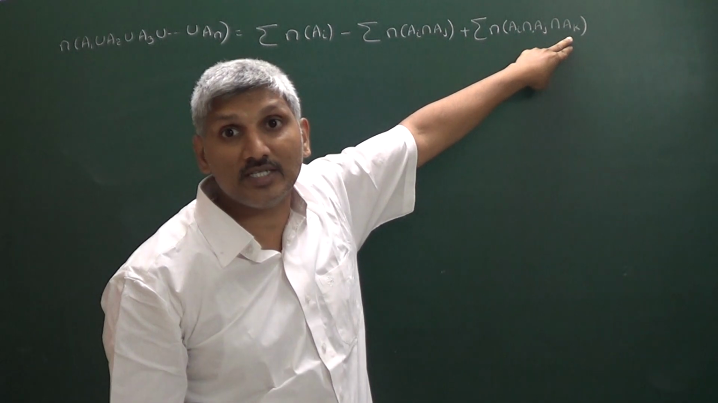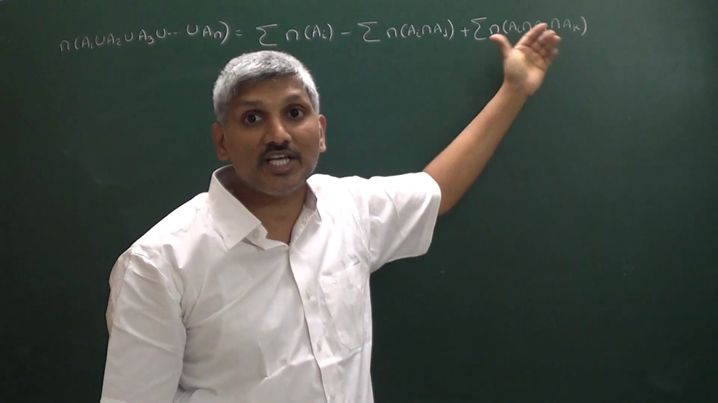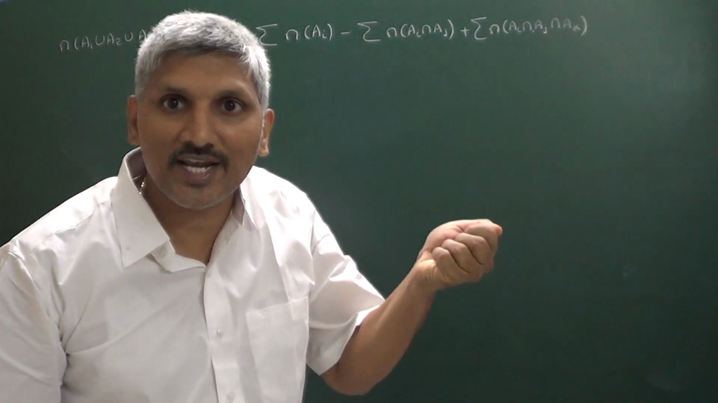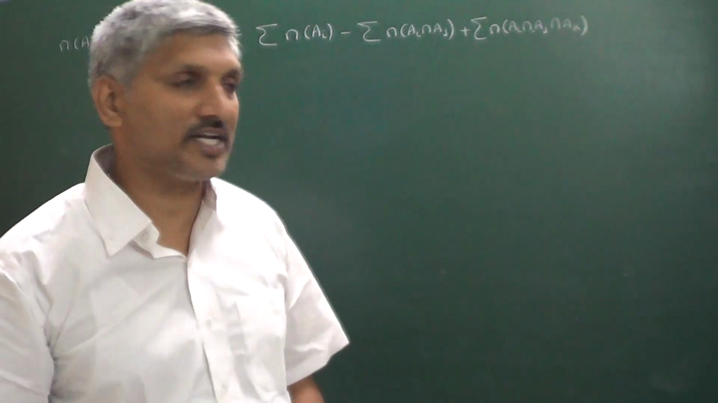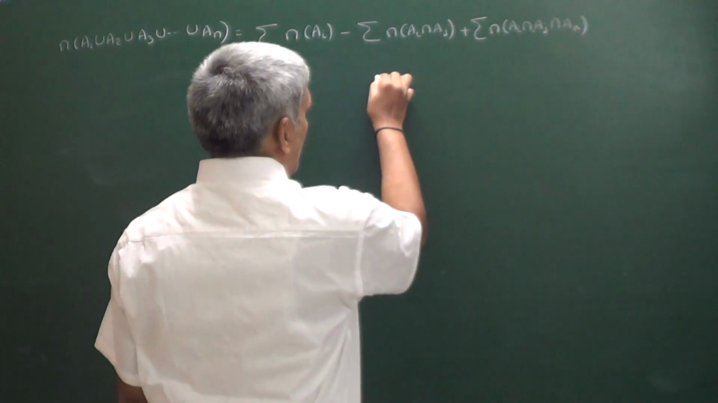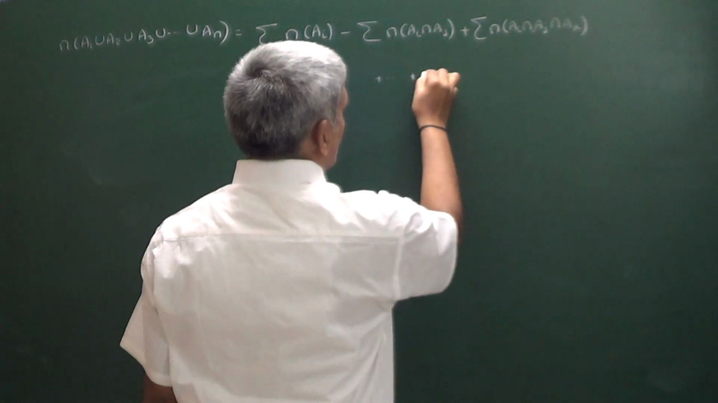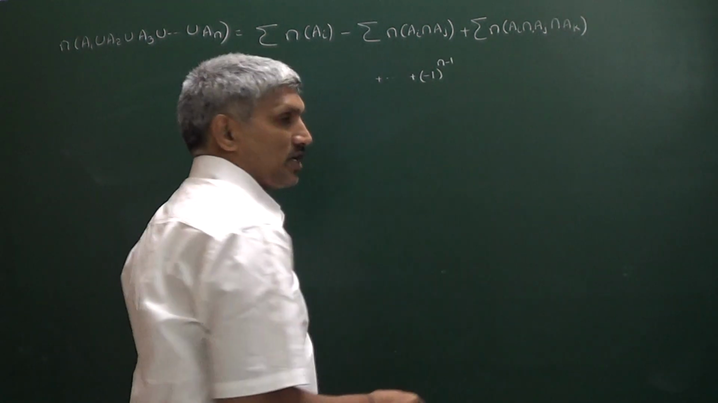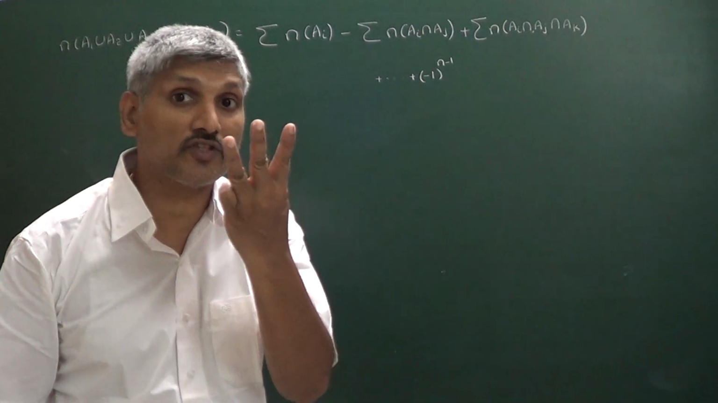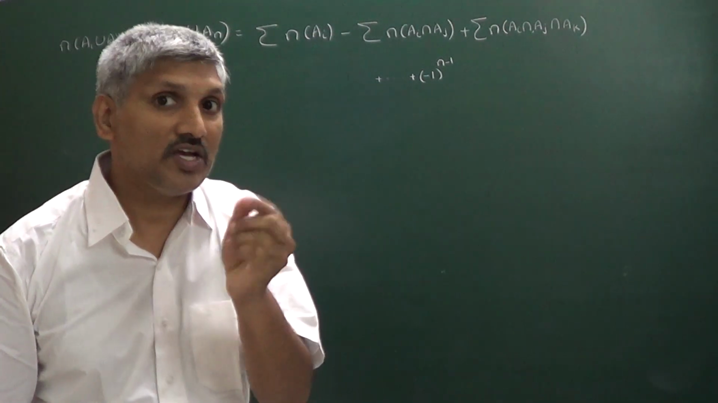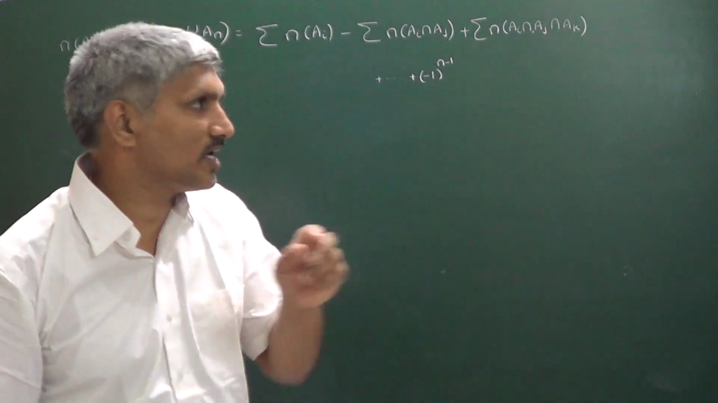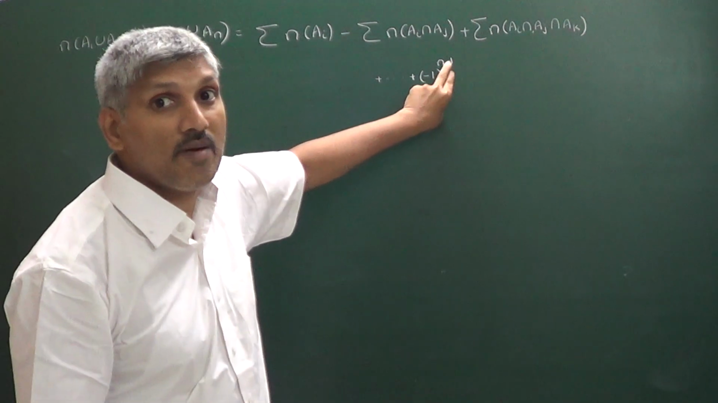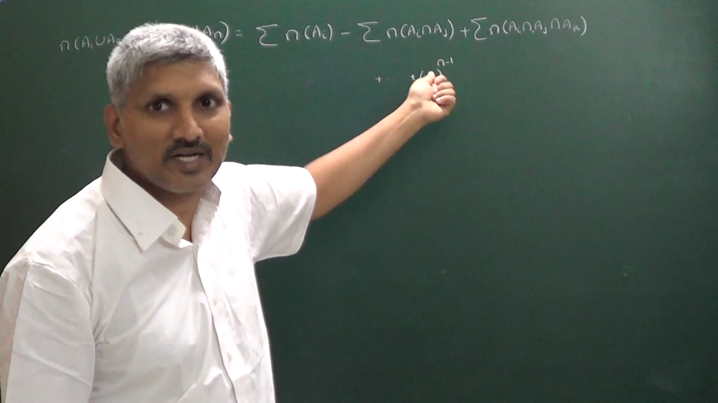The number of elements in this summation is nC3, because from n we are selecting 3 at a time. So finally, plus and so on, plus minus 1 whole to the power of n minus 1 into... you see, in the case of the 3 sets A, B, C, the last term ends with a plus. So 3 minus 1, minus 1 whole squared, it becomes plus.